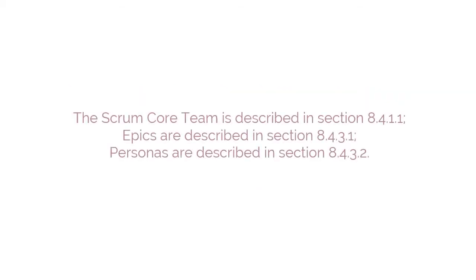The Scrum Core Team is described in section 8.4.1.1. Epics are described in section 8.4.3.1. And Personas are described in section 8.4.3.2. The tool used in this process is User Story Prioritization Method.